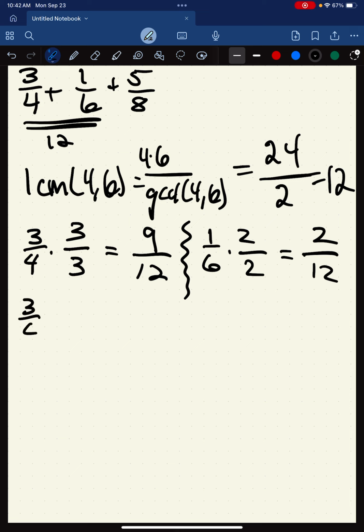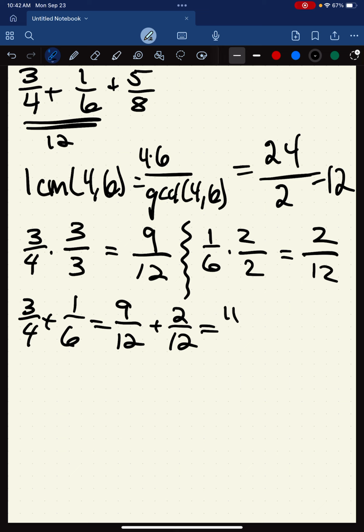So 3/4 plus 1/6 is going to be 9/12 plus 2/12, which is 11/12. Okay, but we're not done yet because we still have to add 5/8. So for the least common multiple, we have something over 12.